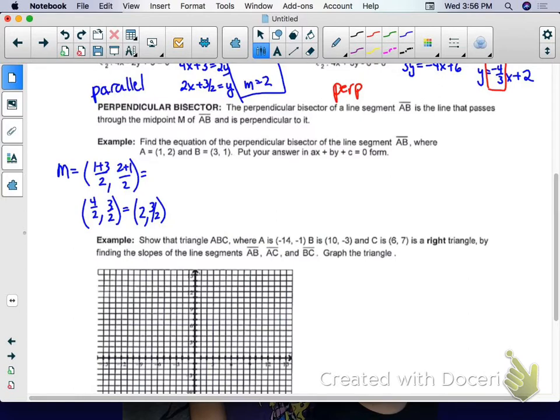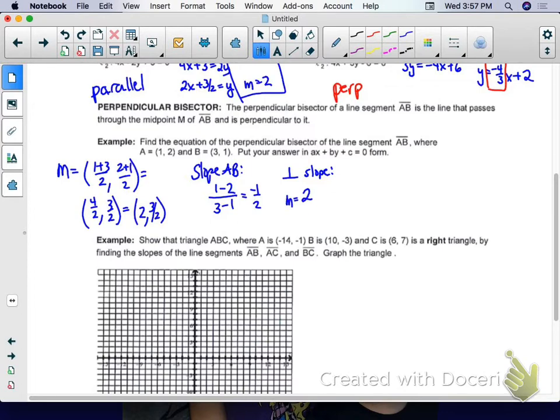So the slope of AB would be 1 minus 2 over 3 minus 1. So that's negative 1/2. So my perpendicular slope, you might remember that from geometry, that symbol, would be a positive 2. Flip the 1/2, which is 2, make it opposite, that's a positive 2.